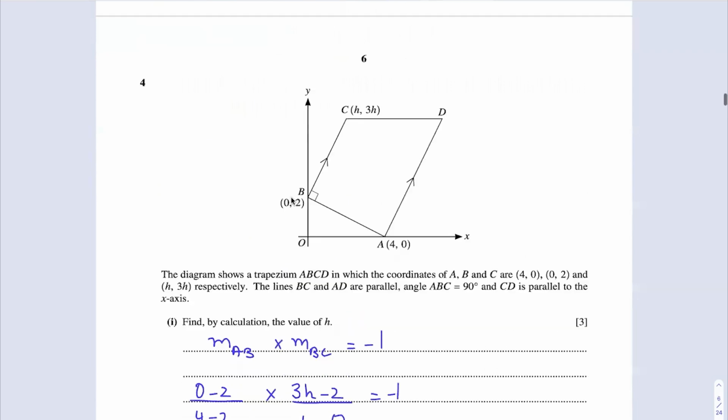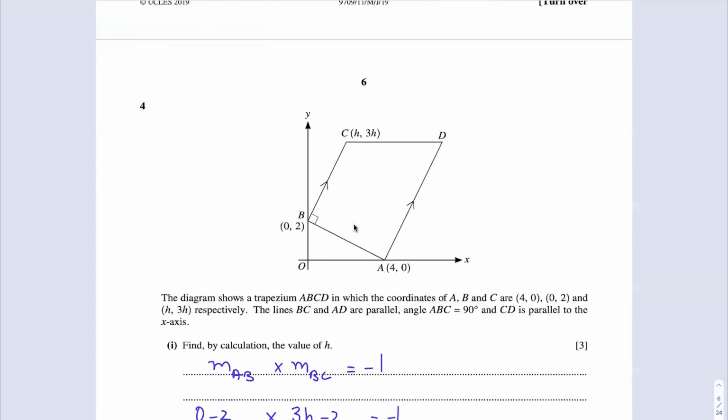In part 2, we have to find the coordinates of D. Now, as C and D are parallel to the x-axis, we can safely assume that the y-coordinate of C and D will be the same. So the coordinates of D can be written as (x, 3h). So as the value of h is 2, D is (x, 6). Now, if we can form an equation of the line AD or CD, we can substitute y equals 6 to find the value of x.